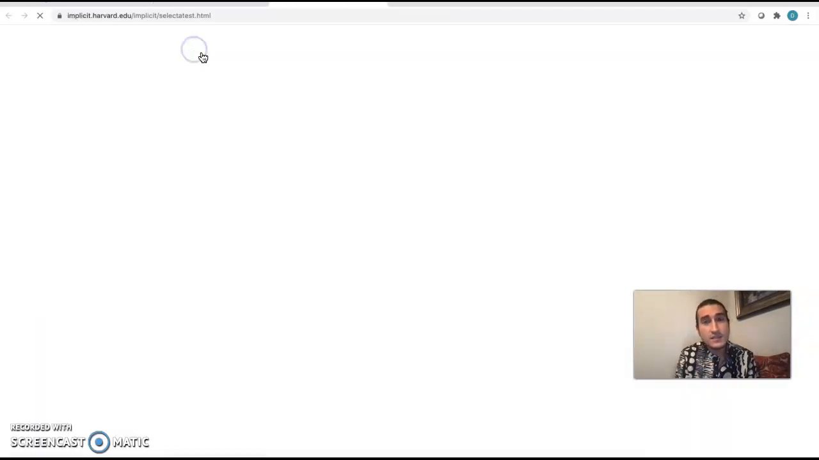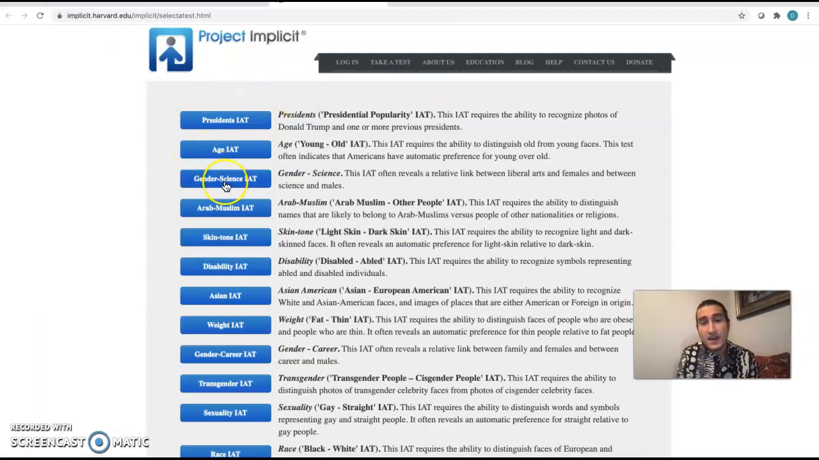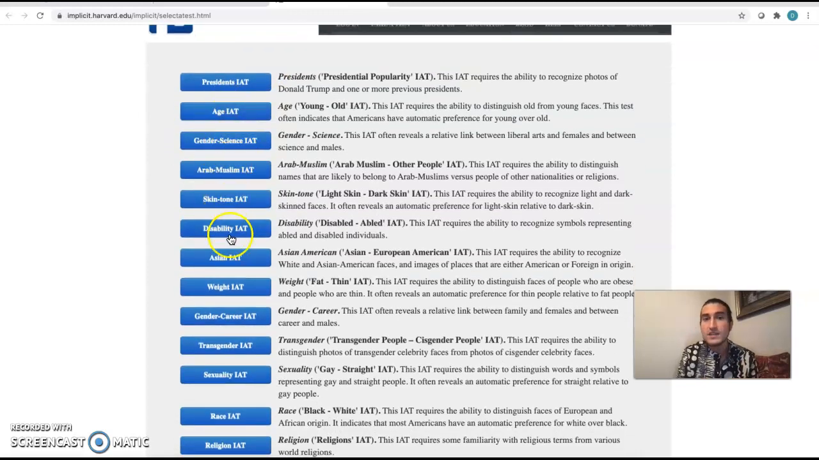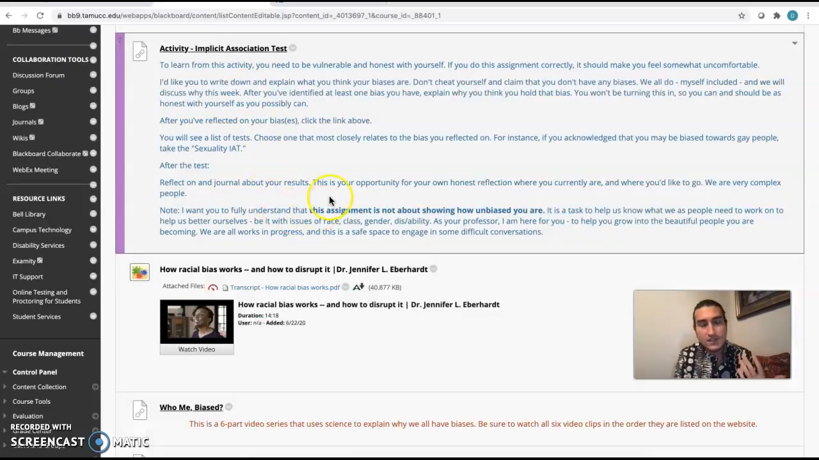So the link to the implicit association test is here. If you just click that, I'm asking you to complete at least one of these tests, but you could complete multiple of them if you like. I even think it's a good idea to take the same test a couple of times just to see if your responses vary at all. And after you've completed it, I again included a few more questions for you to reflect on in this little blurb here. So I would do that first.